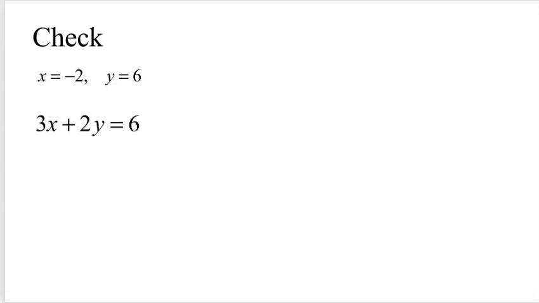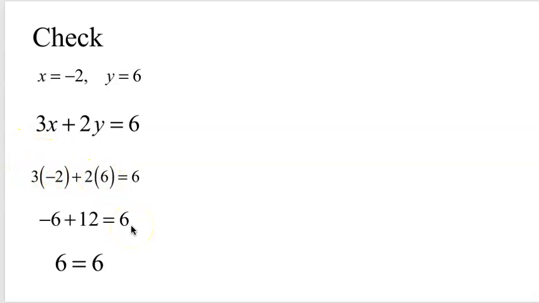So one of our lines was 3x plus 2y equals 6. 3 times -2 plus 2 times 6. Does that equal 6? 3 times -2, -6. 2 times 6 is 12. -6 plus 12 equals 6. So indeed, this point, -2, 6, is contained on the line 3x plus 2y equals 6.